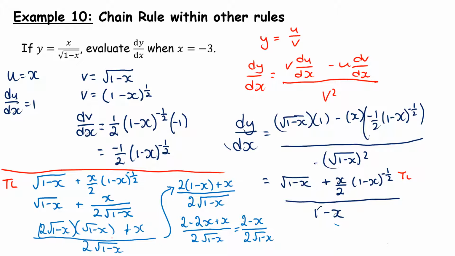So that goes back in as my top line. I'll just box this off. So that equals 2 minus x all over 2 root 1 minus x, and that is all over, so I'm just going to use a divide sign, 1 minus x.